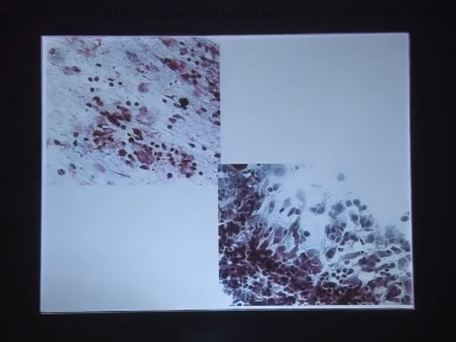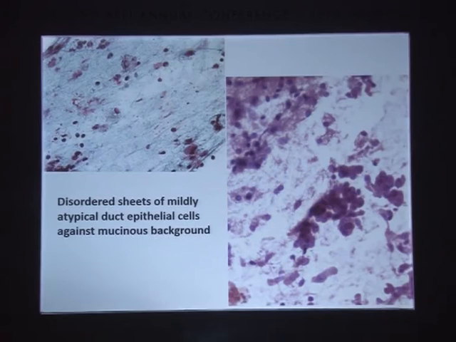Same thing, slight nuclear atypia and abundant copious mucin in the background. Some more smears showed these sheets of mildly atypical duct epithelial cells. They were loosely discohesive, and again mucin in the background. So we called it mucinous adenocarcinoma on cytology.